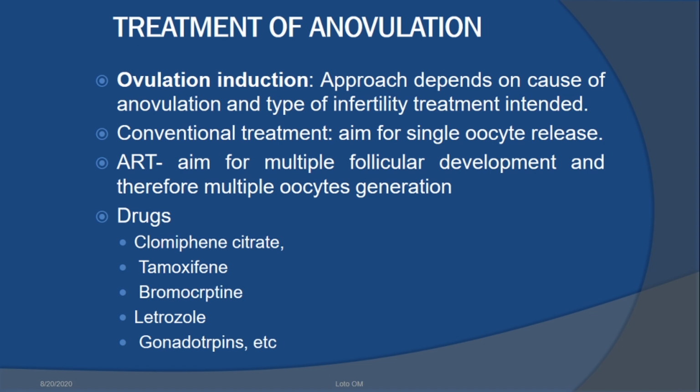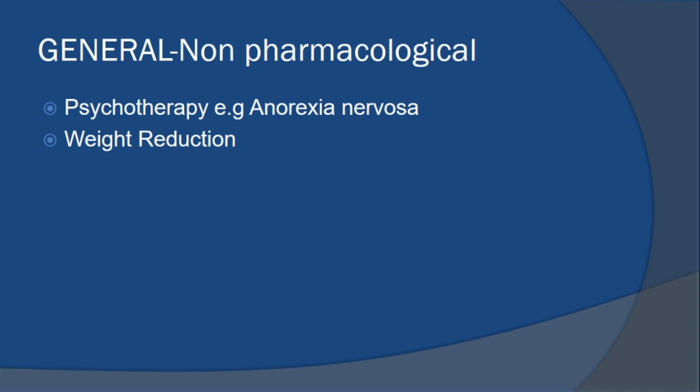So there are some drugs that can be used for ovulation induction, that's the pharmacological method now. And the drugs include clomiphene citrate, tamoxifen, bromocriptine, letrozole, and gonadotropin, etc. But there are some non-pharmacological methods that can be embarked upon prior to the use of pharmacological agents. That includes psychotherapy, for example, in anorexia nervosa, and weight reduction for people that are overweight or obese. These are non-pharmacological methods that can be taken to improve the chance of ovulation.